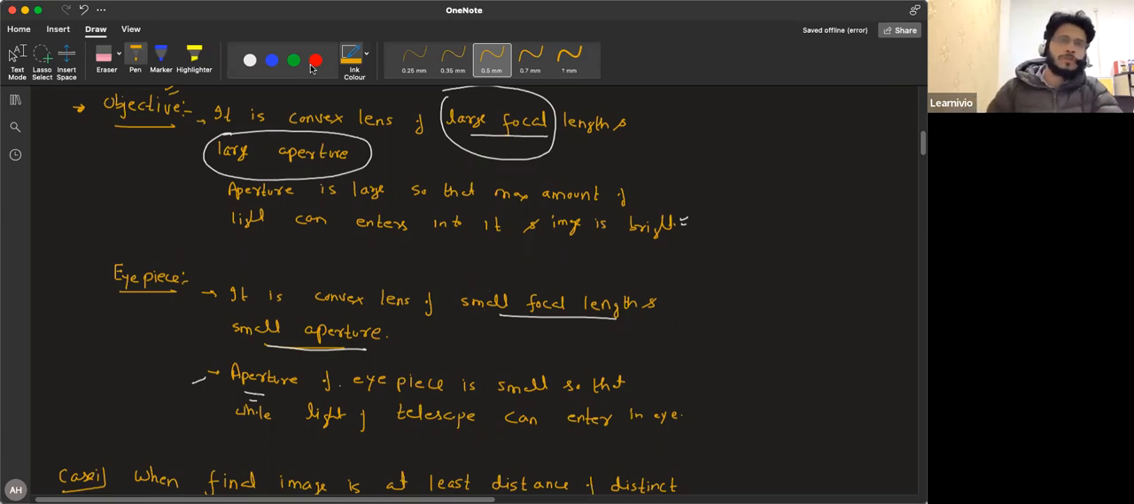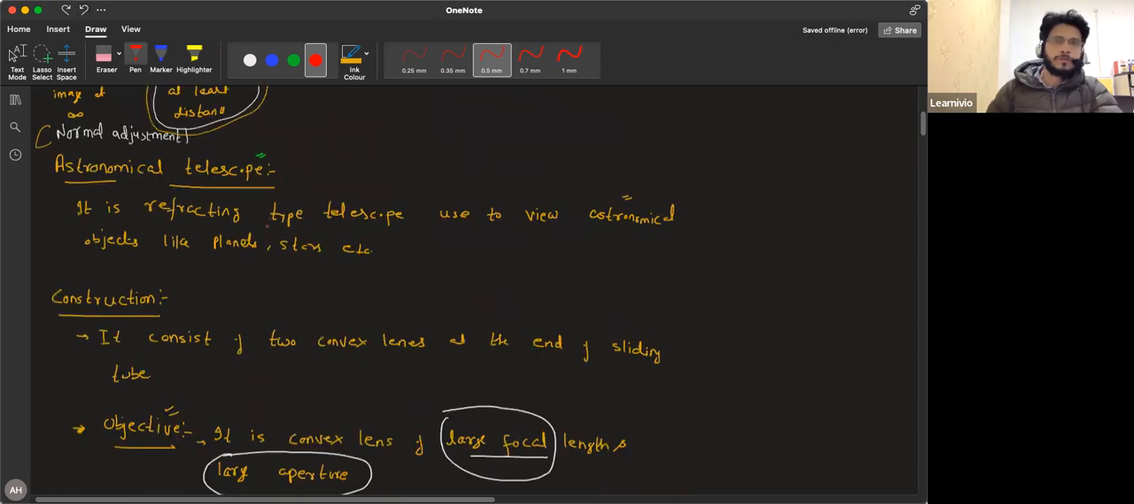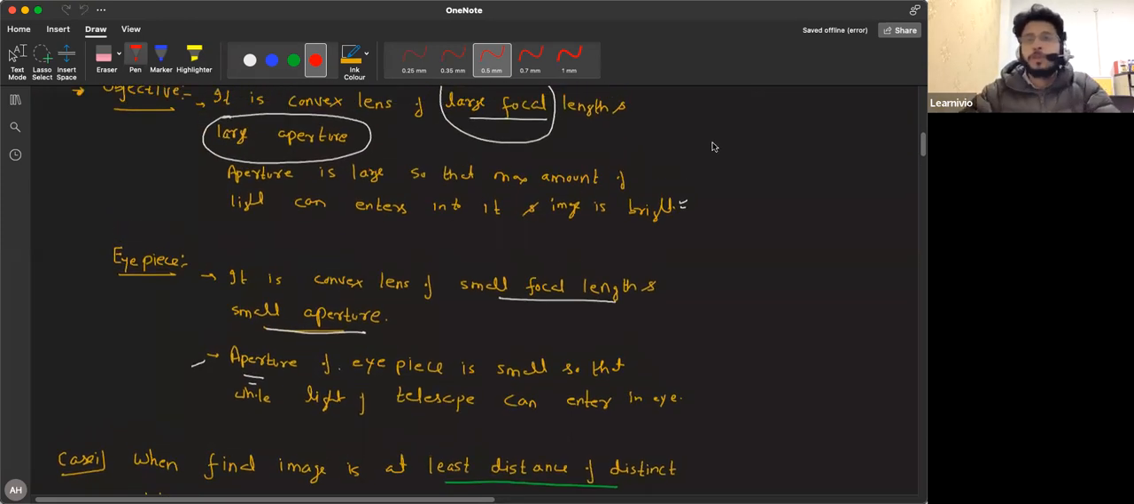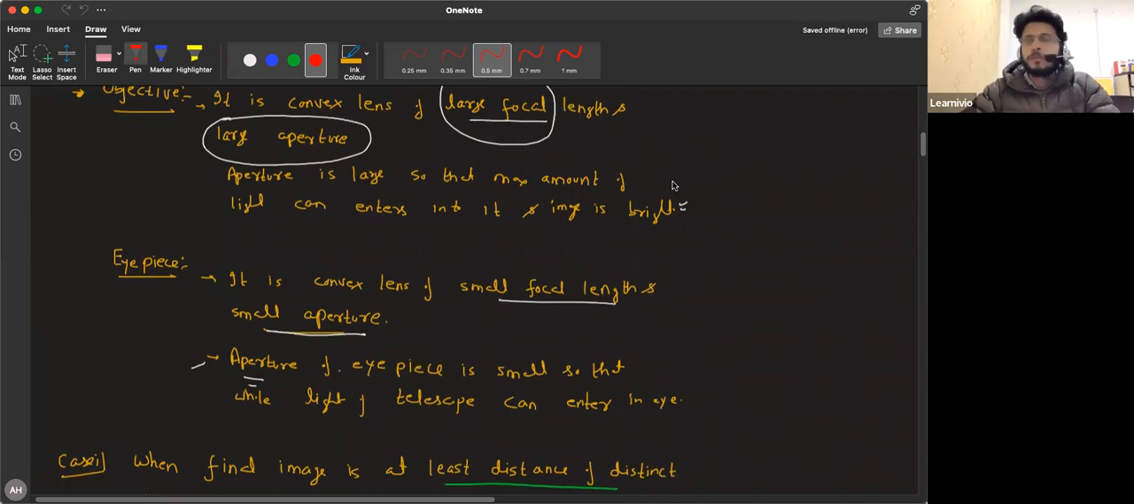This is a conceptual question. This one is the concept. This is the conceptual question. Why is the aperture of the objective very large? The reason is so that the maximum amount of light can enter it and your image is very bright.